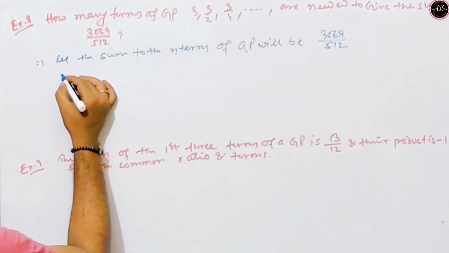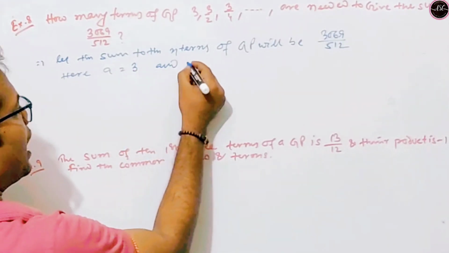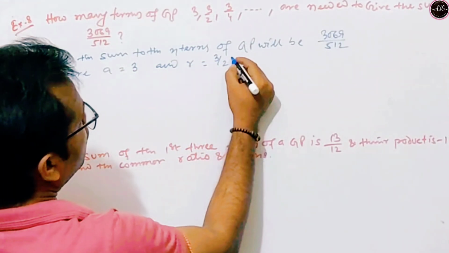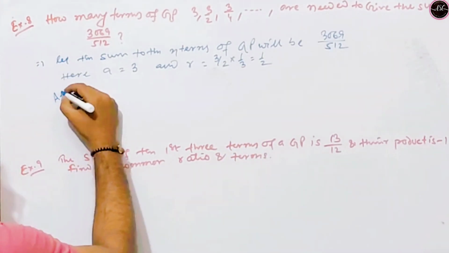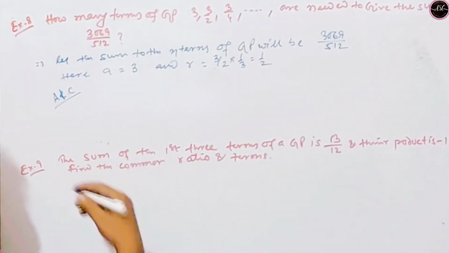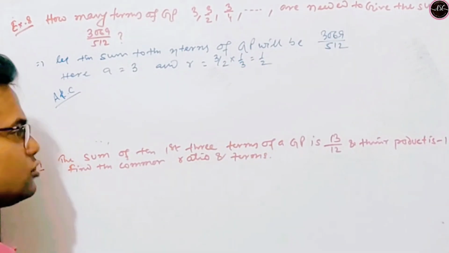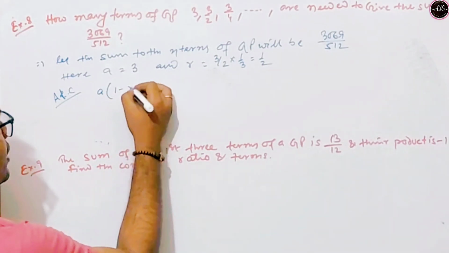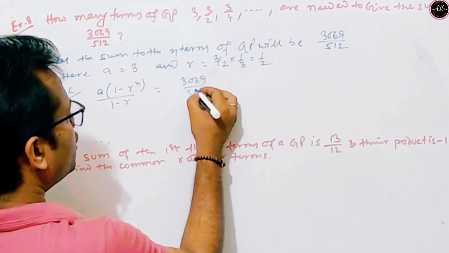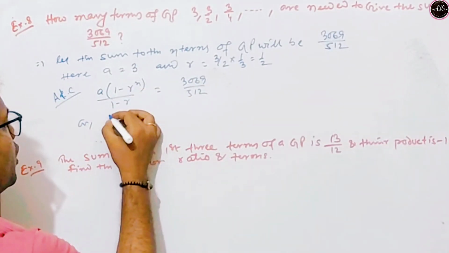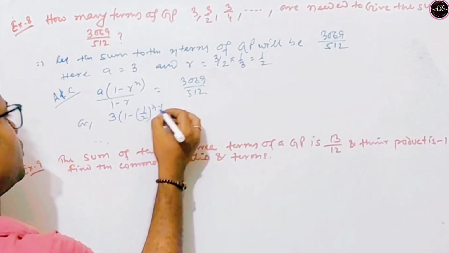Here the first term a equals 3 and r, that means the common ratio, equals 3 by 2 into 1 by 3, that means 1 by 2. So according to the condition, we know the sum to the nth term, since r is less than 1, the formula will be a times (1 minus r to the power n) divided by (1 minus r) equal to 3069 divided by 512. Just putting here the value a equals 3, and 1 minus r to the power n equals 1 minus (1 by 2) to the power n.